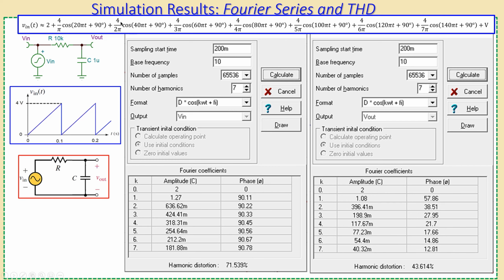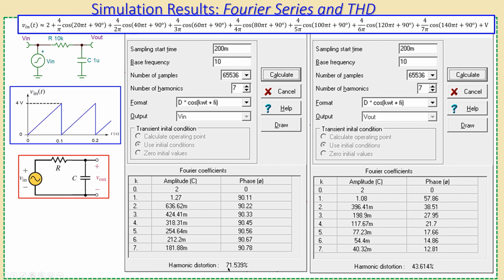The second term is approximately 637 millivolts, which is this, if you do the math for yourself, and again 90 degrees. As we move on, you will see that the phases stay approximately 90 degrees. This error is just due to simulation numerical error. In theory, it must be exactly 90 degrees. This is for the input.